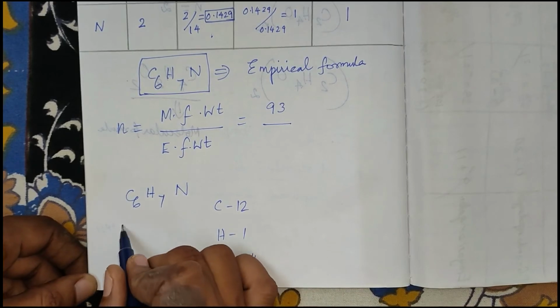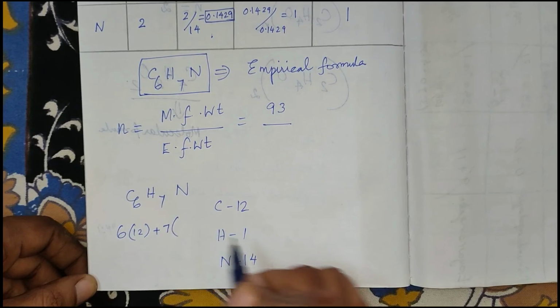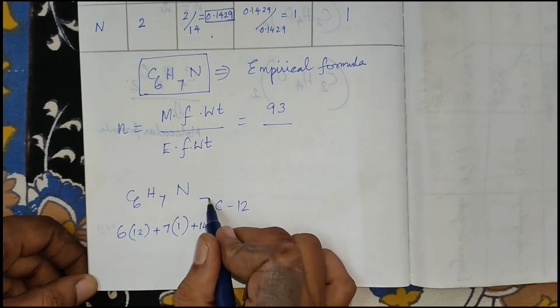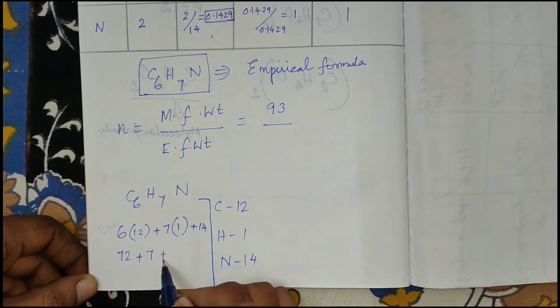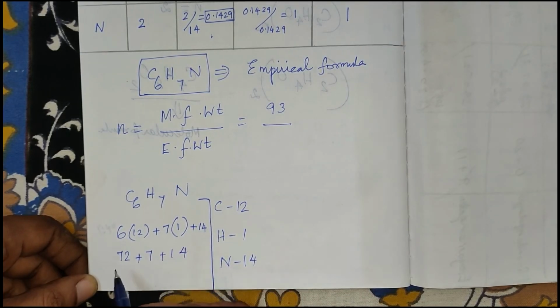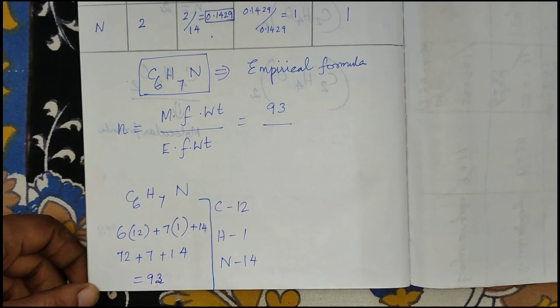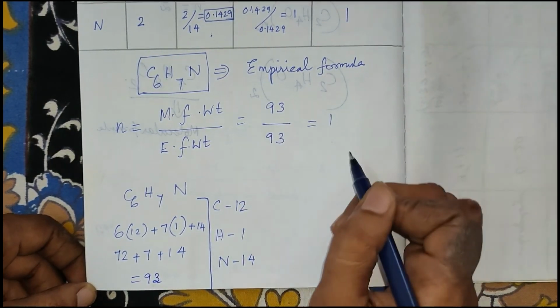Here you have 6 carbons, so 6 into 12, plus 7 hydrogens, 7 into 1, and you have 1 nitrogen, so 14. So 6 into 12 is 72 plus 7 plus 14. When you add all these values, what will you get? You will get 93. So the empirical formula weight is also 93. So the n value is going to be 1.